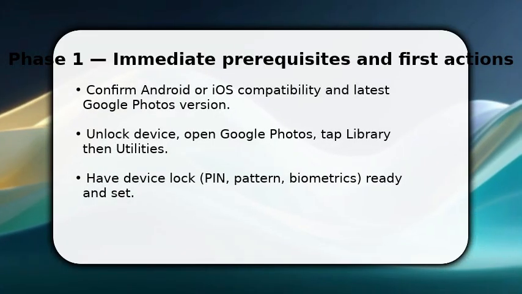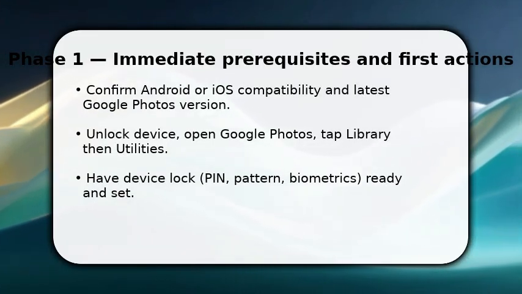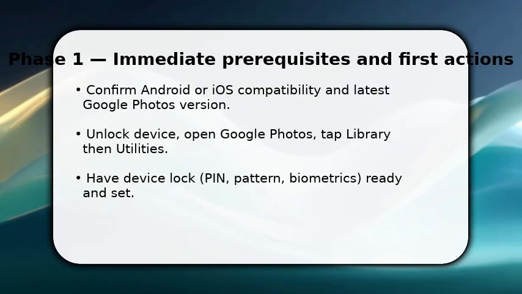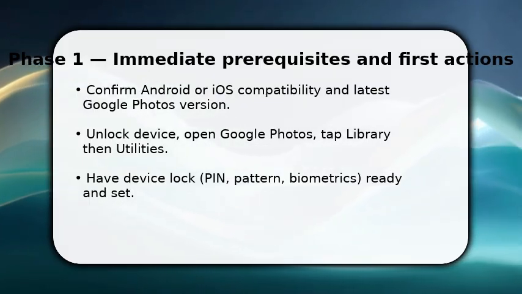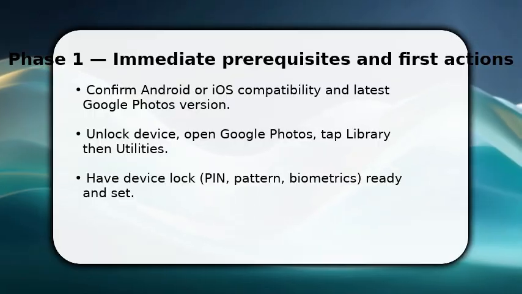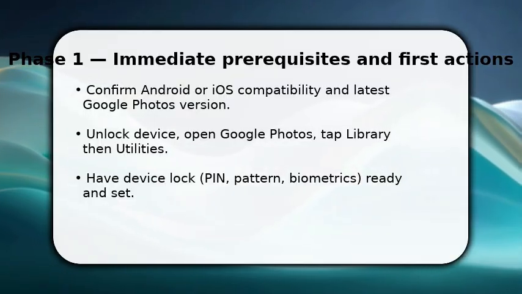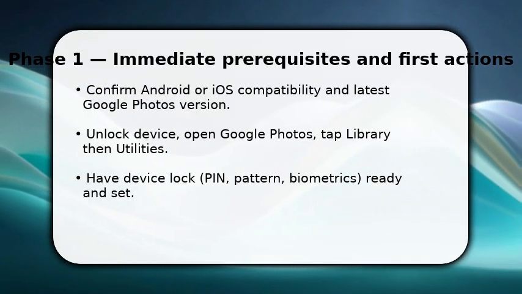You start by confirming your phone and app are ready. Open Google Photos and go straight to Library, then Utilities. This is where the locked folder lives. Make sure your device lock, PIN, pattern, or biometric is set and working because Google ties access to that lock.